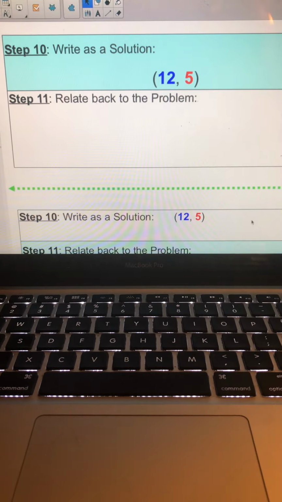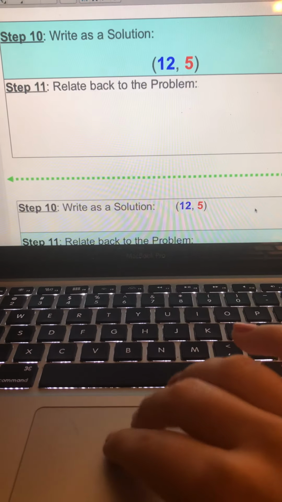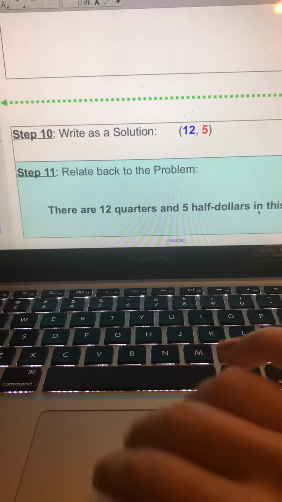This is now related to the real world, so you have to tell the person what is the 12 representing, what is the 5 representing, and that is at step 11. That I mentioned on a few of your work. So we would now say there are 12 quarters and 5 half dollars in this cup, because X was representing the quarters and Y was representing the half dollars.